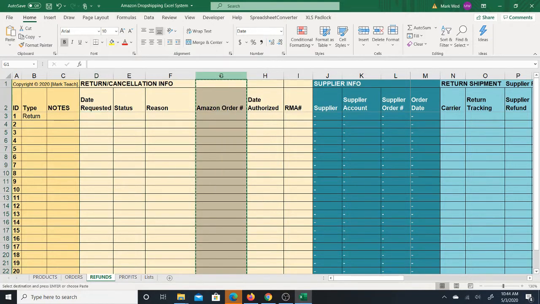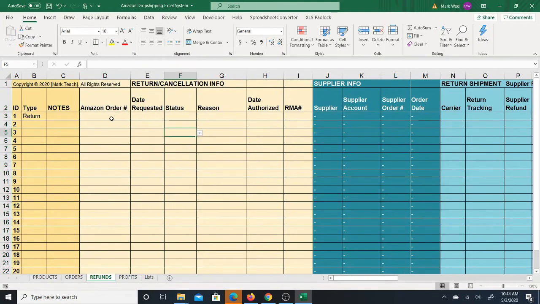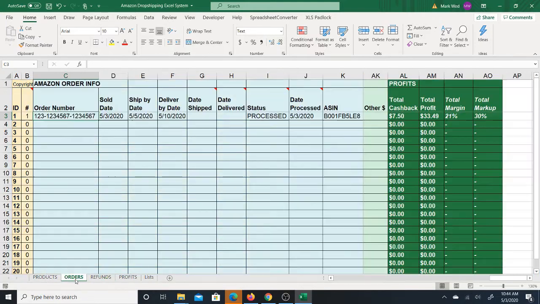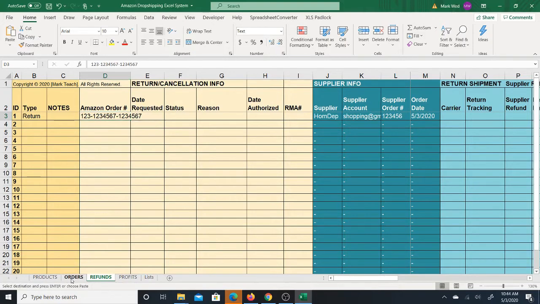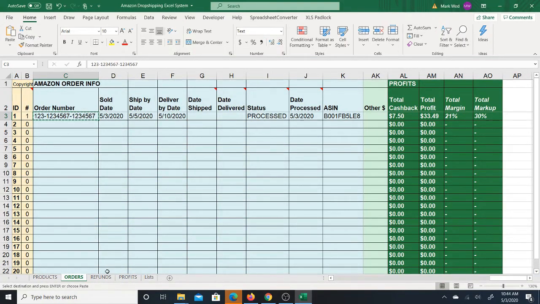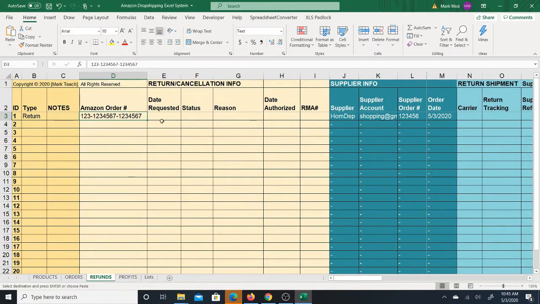I'm actually going to move this Amazon order number and put it over here. So first of all, you have the Amazon order number, right? So for instance, if it is the same order that I used in the previous video, I'll use that same order number. In other words, I had this order that was made, and now it's being returned. Okay, this is a request for return. I'm going to put in the date that the return was requested. That could be today's date, May 3rd.